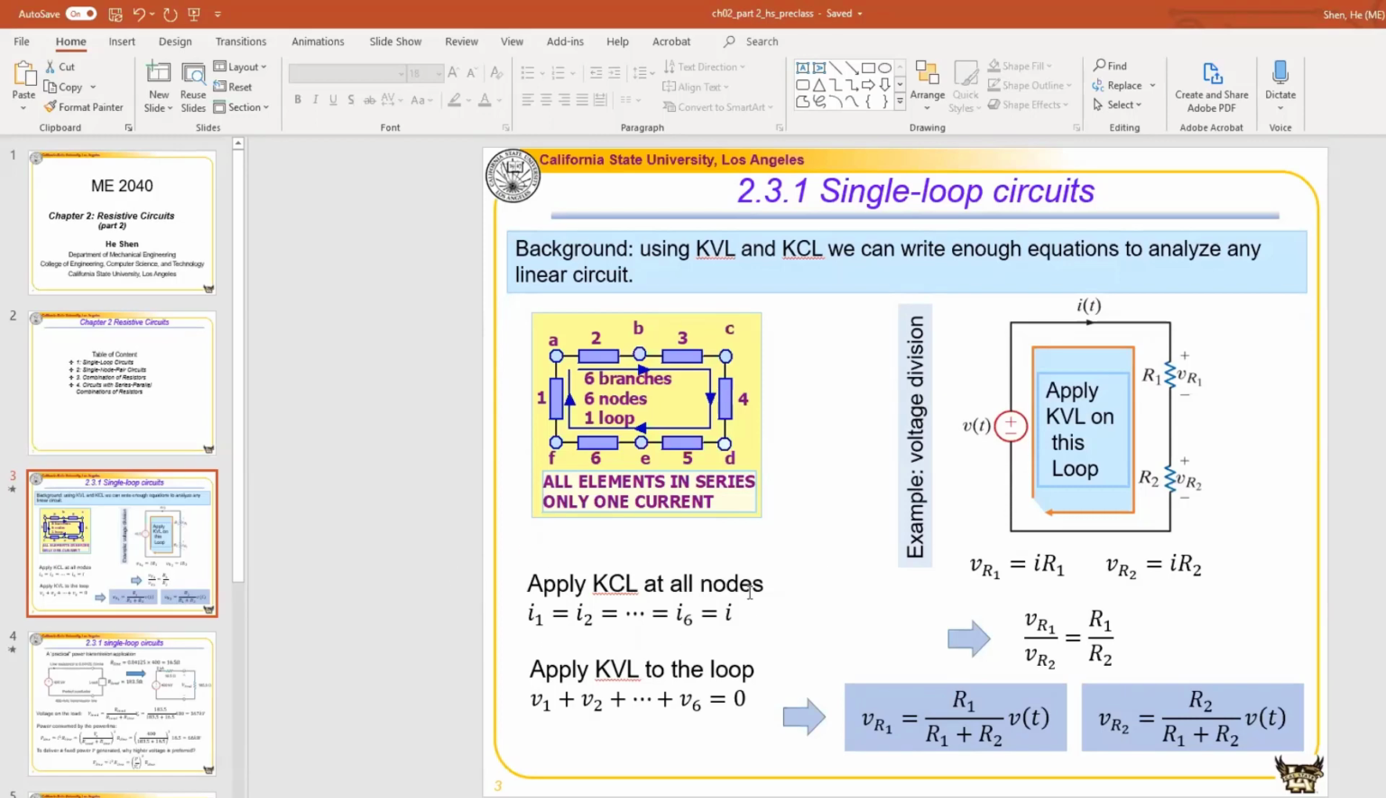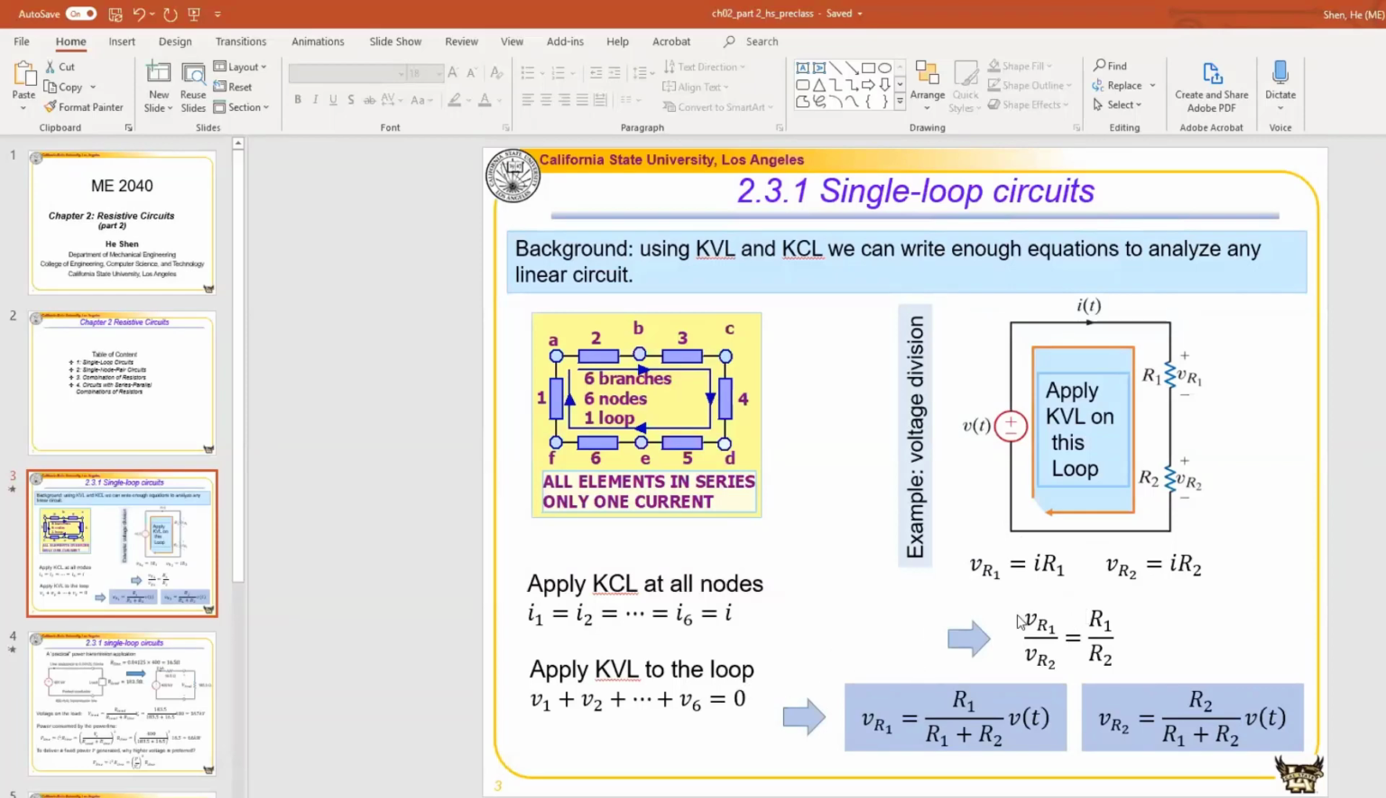From the previous conclusion, we already know that the current through all these elements is the same, equal to this current IT. And the voltage summation VR1 plus VR2 is equal to the voltage applied here, VT. We also know that according to Ohm's law, VR1 is equal to I times R1, and VR2 is equal to I times R2. And we can find that the voltage ratio on the 2 resistors is equal to their resistance ratio. The I will be canceled if we just substitute this value into this equation.